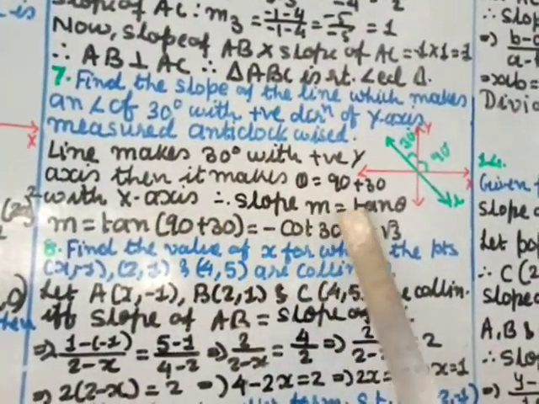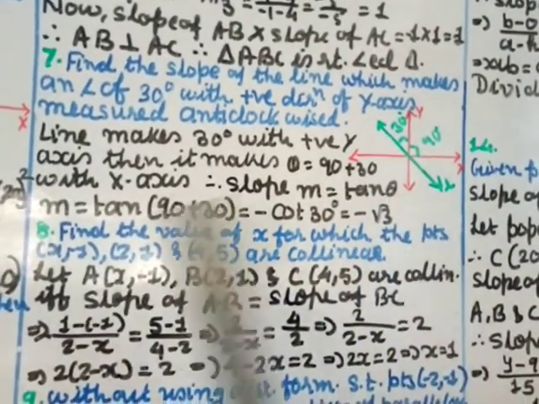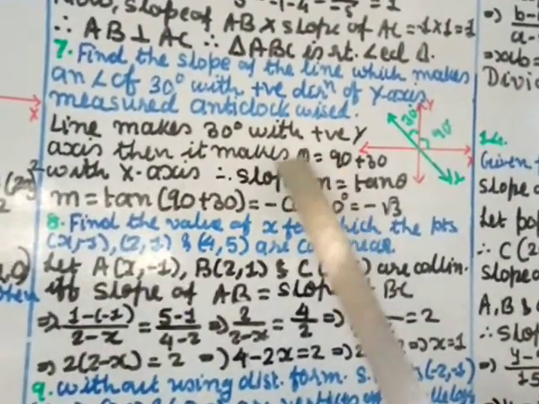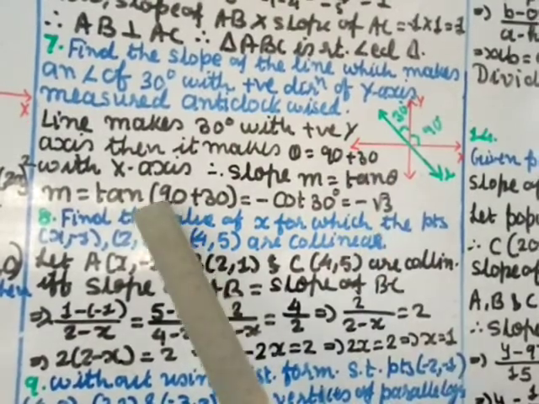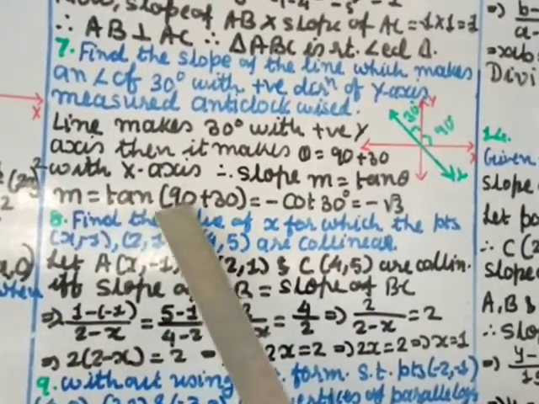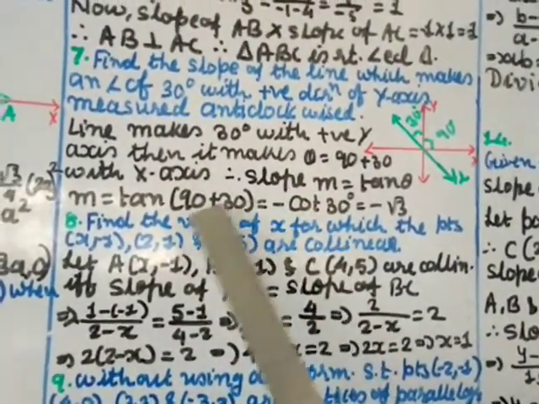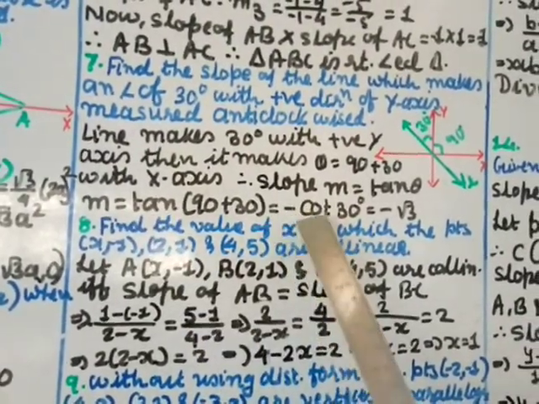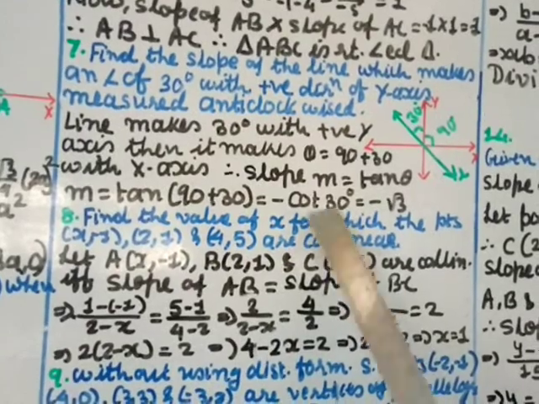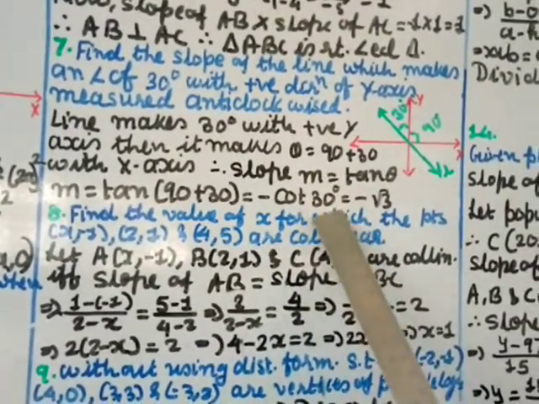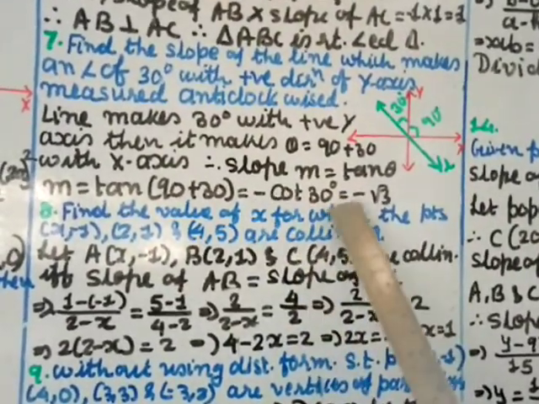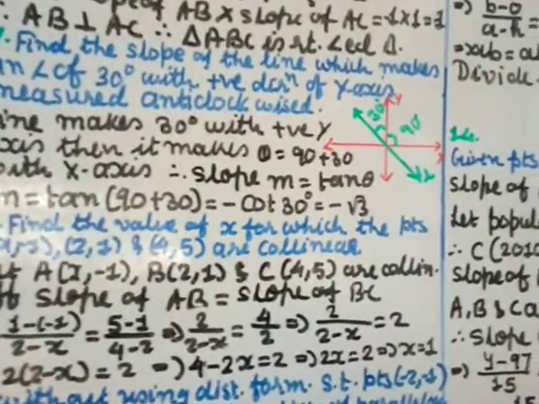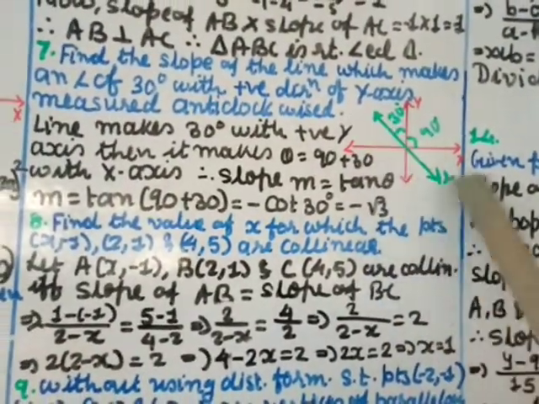Therefore slope m is equal to tan theta. Okay, that means m is equal to tan of 90 plus 30. So tan of 90 plus 30, it becomes cot. Then this is the second quadrant. In the second quadrant tan is negative, so it is minus cot 30. Okay, and this value, cot 30 is root 3, and minus is there, so the slope is minus root 3 of the given line.